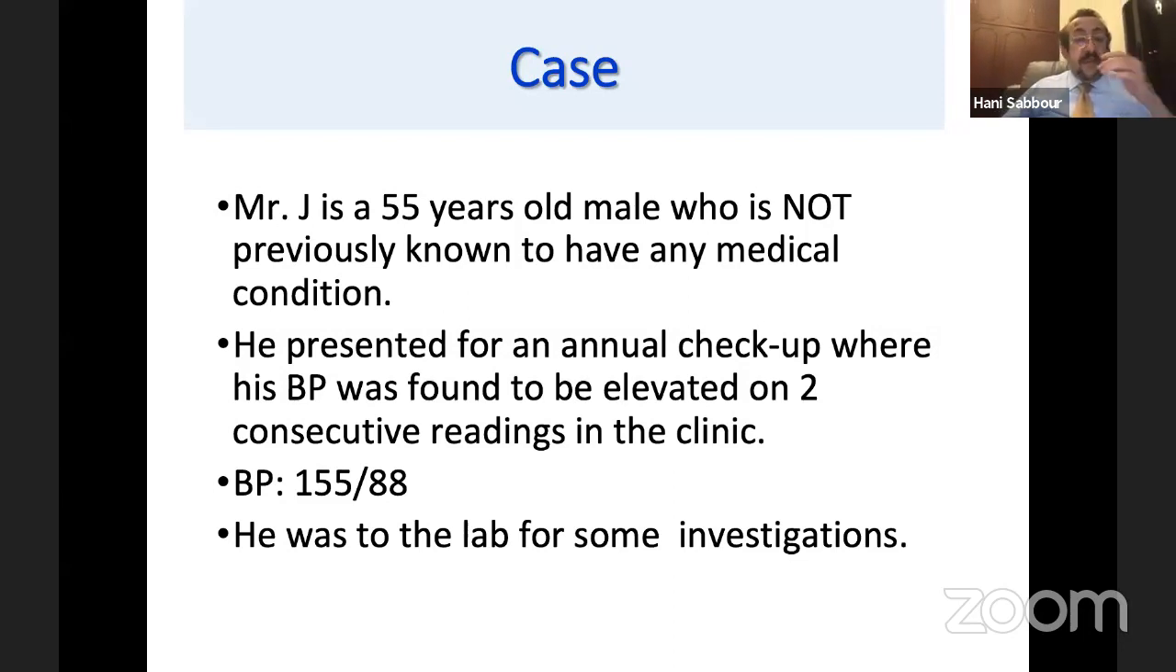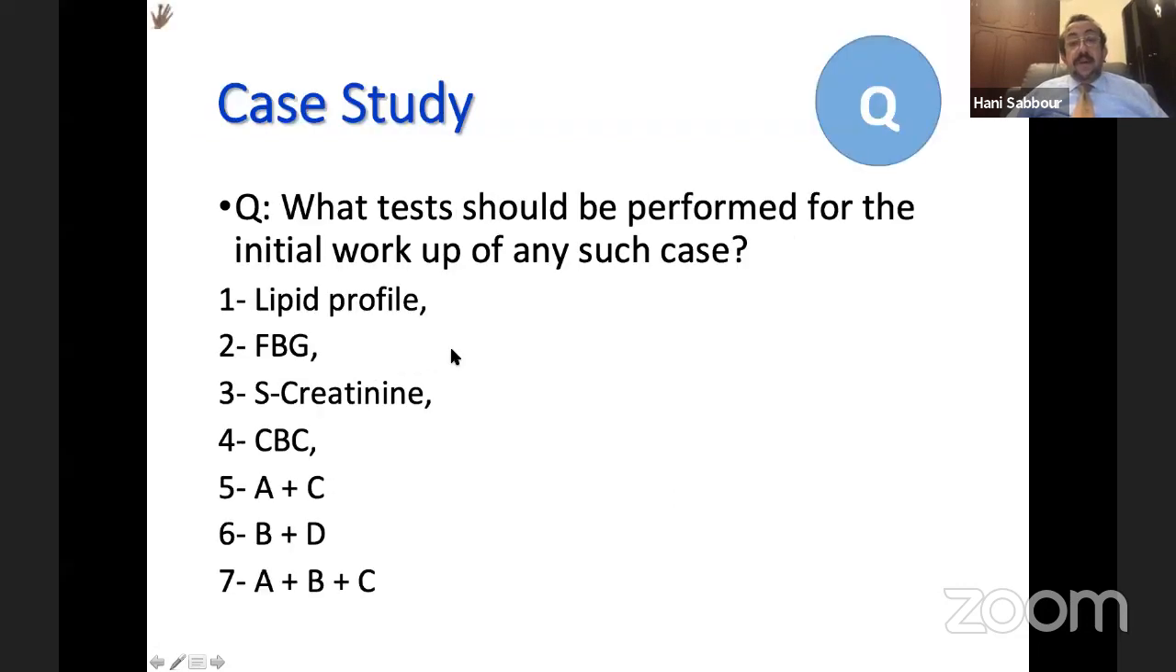It's a 55-year-old male not known to have prior medical condition. At annual checkup his BP was found to be elevated on 2 readings, 155/88, with some labs. So what tests would you like to do to work up this patient? A lipid profile, fasting glucose, serum creatinine, CBC, or some combination of the above? So there's a polling question. We'll just have 15 seconds to run the poll.